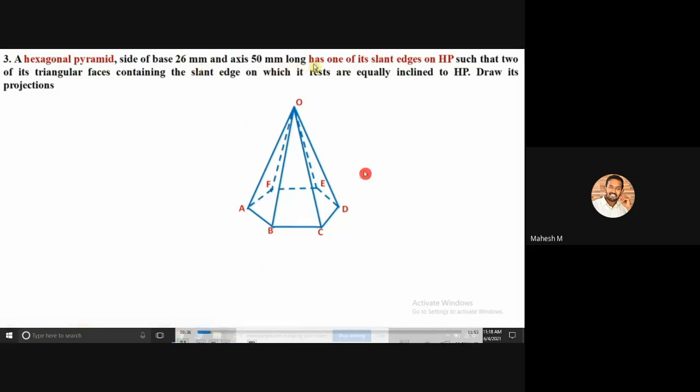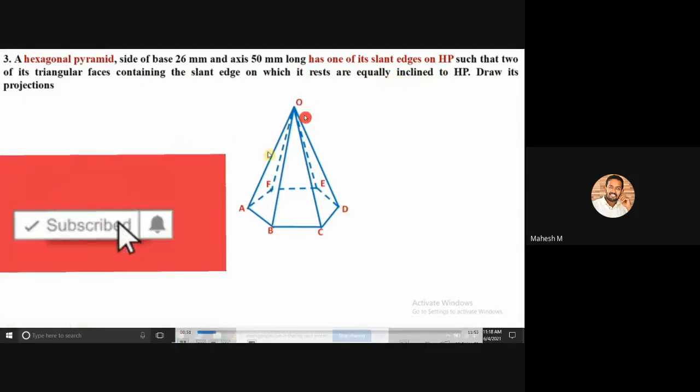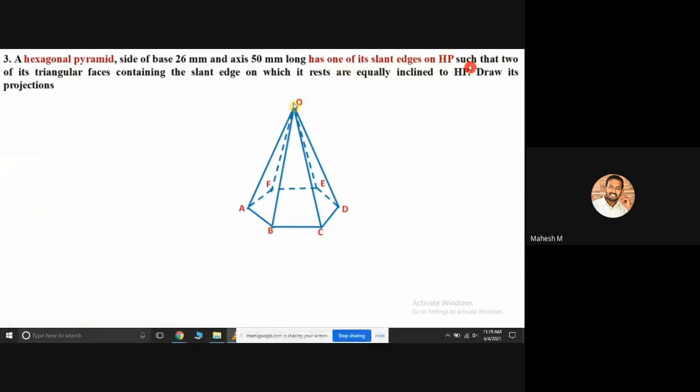Okay, so we are going to discuss the same hexagonal pyramid, but look at this condition highlighted in red color: the solid has one of its slant edges on HP. So what is called a slant edge? AO, BO, CO, DO, EO, and FO are slant edges. So one of its slant edges is on HP. That means you have to create your corner hexagon in the top view. You know it very well, you have to create your hexagonal shape in the top view.